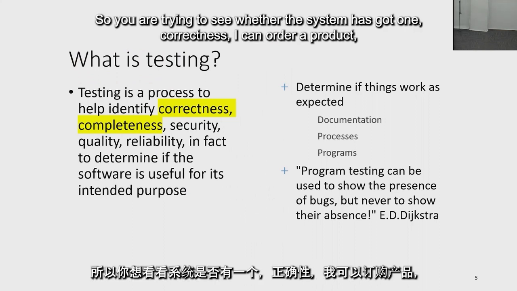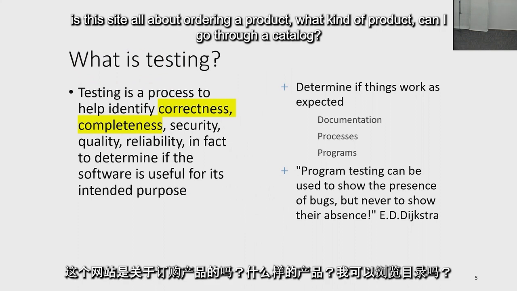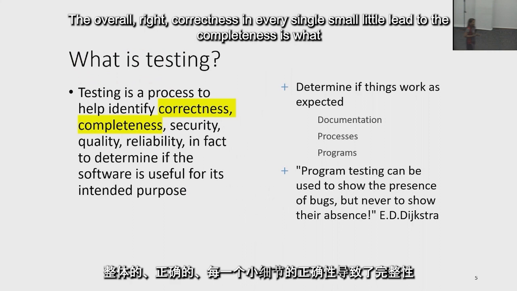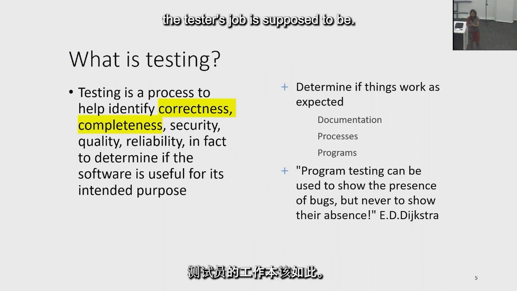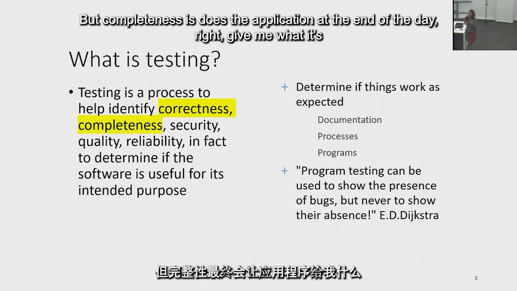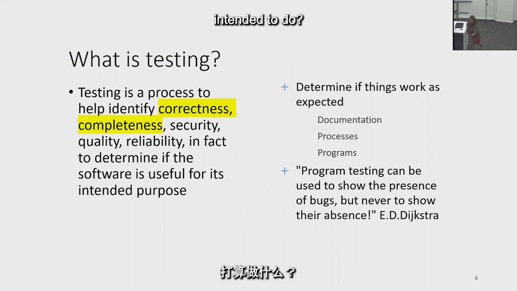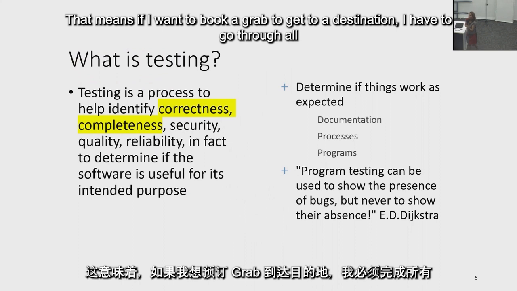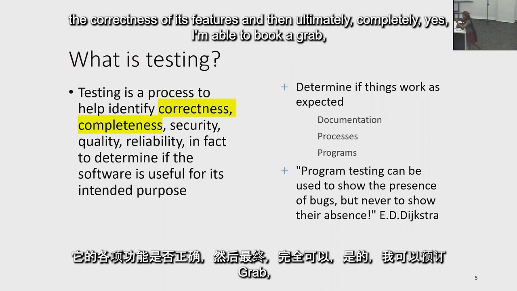So you are trying to see whether the system has got, one, correctness. I can order a product. Is this site all about ordering a product? What kind of product? Can I go through a catalog? The overall correctness in every single small little lead to the completeness is what the tester's job is supposed to be. You're looking at correctness, but completeness is, does the application at the end of the day give me what it's intended to do? That means if I want to book a Grab to get to a destination, I have to go through all the correctness of its features, and then ultimately, completely, yes, I'm able to book a Grab.